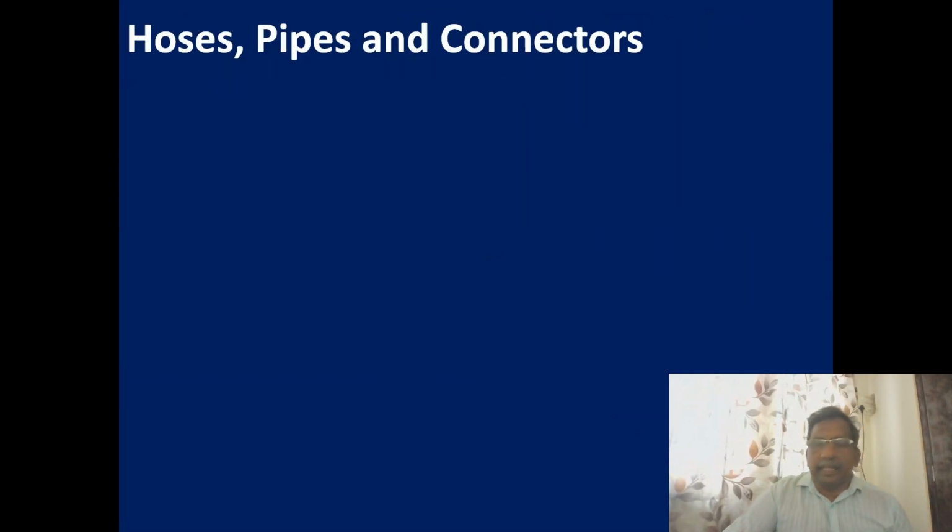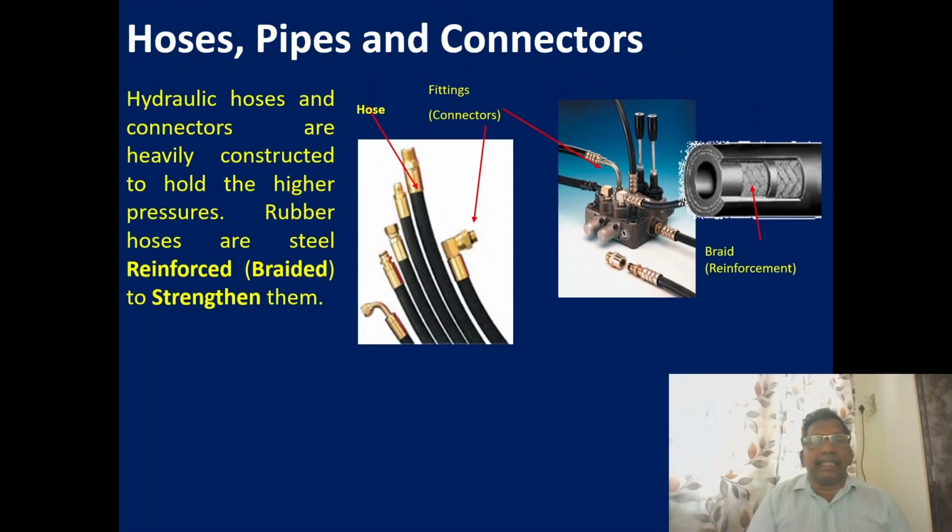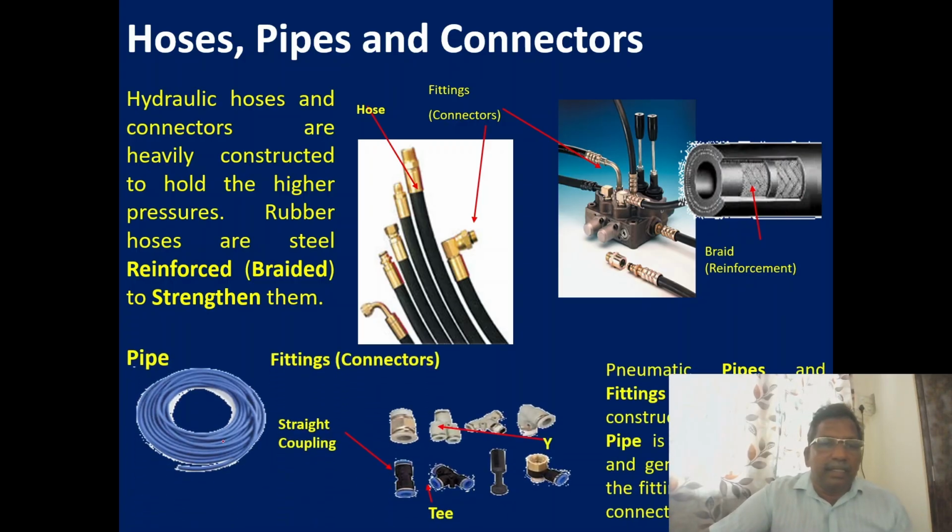Guys, we can now see the different types of hoses and connectors used in our system. For hydraulic hoses we use some fittings and levers. These are all specially made. In pneumatic, we use pipes. Here we are using pipe fittings like these: straight couplings, T joints, and different types of joints also.